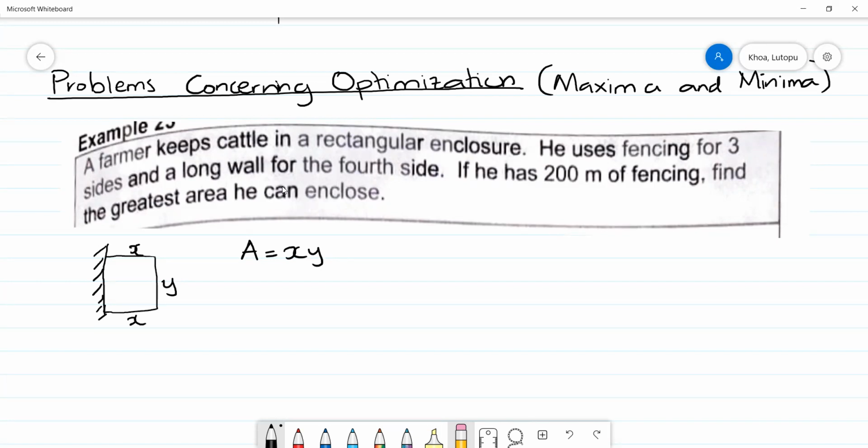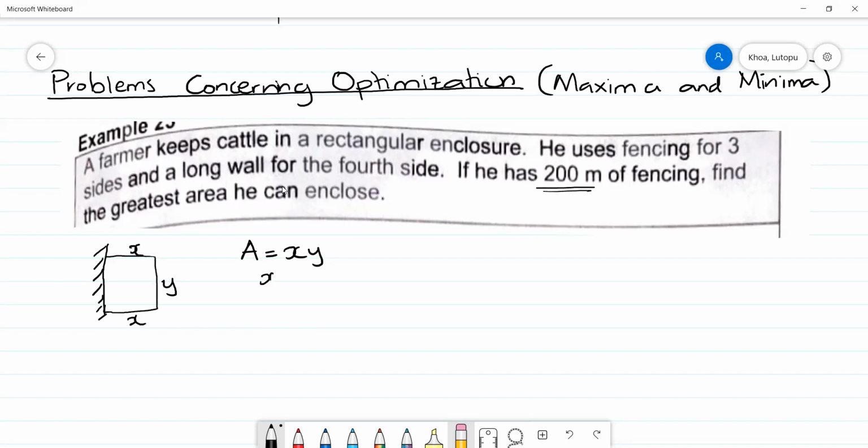So what are we told? We are told that he has 200 meters of fencing. That means the distance from there to there plus this one from there to there plus this one from there to there cannot be more than 200. It must be 200. And if he wants to make the greatest area, he obviously has to use all the material that he has. So if he uses less than 200 meters of the fencing, he's not going to get the maximum area that he can possibly get.